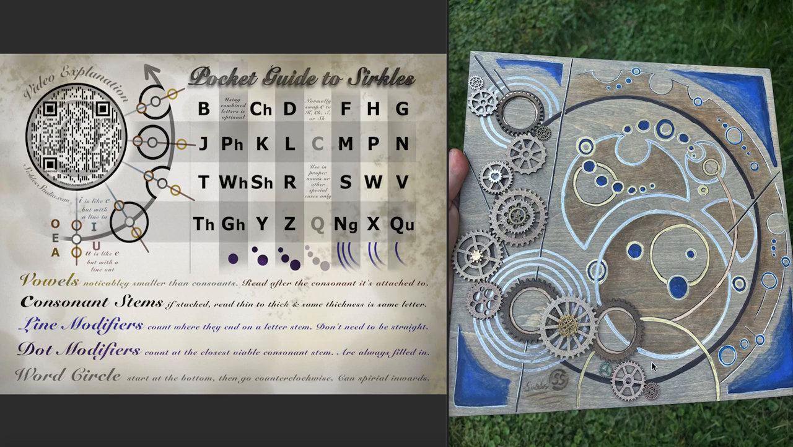So this script is a time traveler's script. You read starting at the bottom and then going counterclockwise, like a time traveler going back in time. So here's our first word, and then second word, third word, and then fourth word, going around here. And same thing for the letters in the word. So here's the bottom, and there's no letters on the bottom. These are just modifiers for letters.